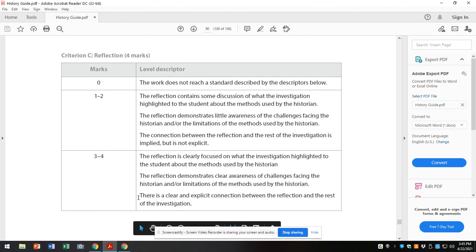And most importantly, I think, there is a clear and explicit connection, clear and in detail, between the reflection and the rest of the investigation. Connect your comments about the challenges of the historian and your reflection with your investigation. Do all of that, and you will have an excellent reflection.